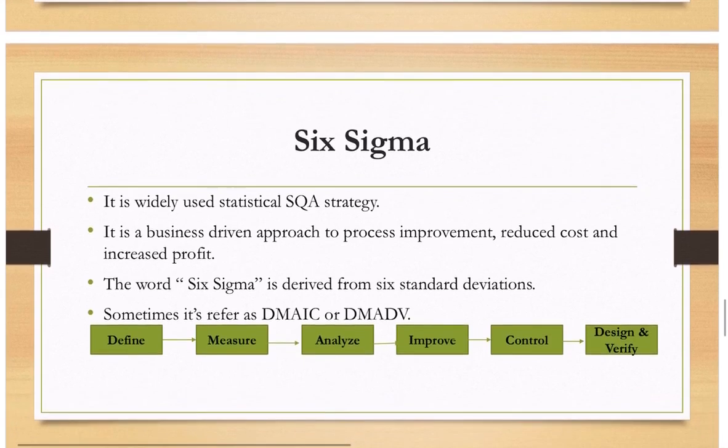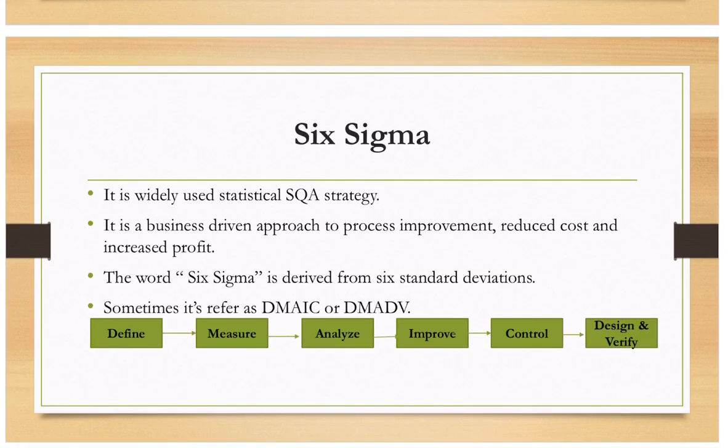Now, next one is Six Sigma. Six Sigma is widely used as a statistical SQA strategy, right? It is a business driven approach to process improvement, reduced cost and increased profit. For this purpose, we can use Six Sigma. Now, the word Six Sigma is derived from six standard deviations.